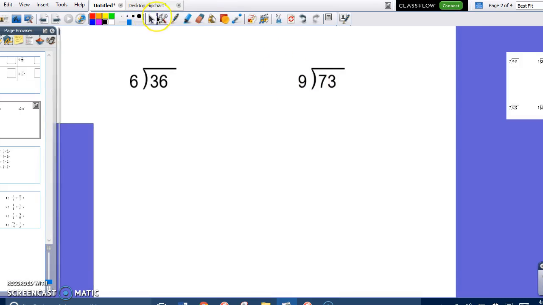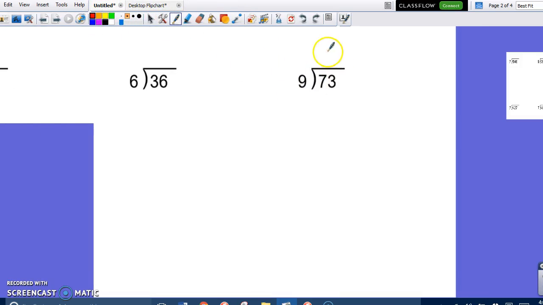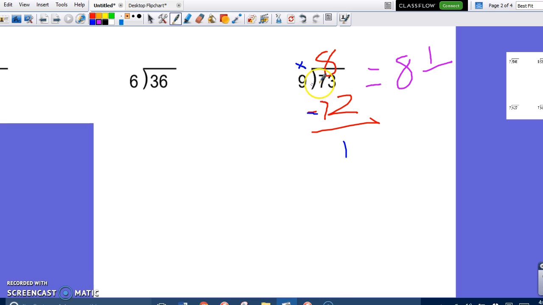9 goes into 73 8 times. 8 times 9 is 72. Remember the steps that everyone doesn't remember how to do. Multiply, take that answer, subtract. 73 minus 72 is 1. Now we have everything we need to put our fraction together. Remember, your answer, 8, is your whole number. Your remainder is your numerator. The number on the outside of the house is your denominator. 8 1/9 is your final answer.